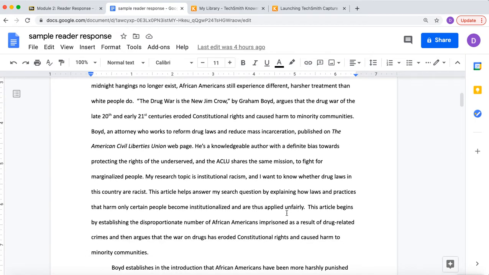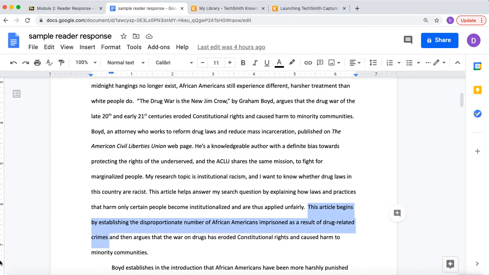Remember that in the introduction, there are a couple of sentences that are really important. This sentence, which organizes, and then this sentence, which explains why this article that you're analyzing is important to your research. And if you have really sharp eyes, you'll realize that I've rewritten this sentence from the one that you saw originally.